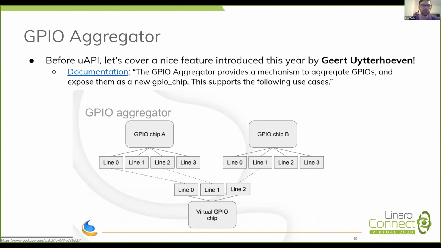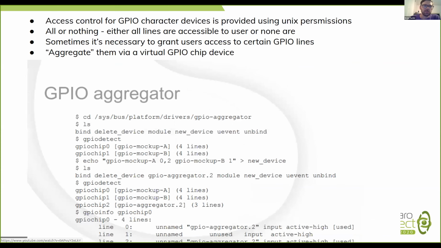GPIO changes, I think one thing we should bring up is the GPIO aggregator. So this is a neat feature that Geert worked on earlier this year. I'm not sure what kernel it got merged into, but I think it was earlier in 2020. This is quite an interesting feature for where people want to be able to expose several GPIO chips as one virtual GPIO chip. And one of the reasons would be for access control, so that you can take different GPIO lines and combine them into a virtual GPIO chip and then set the permissions that you want in there. I think there are some other interesting use cases for it as well.